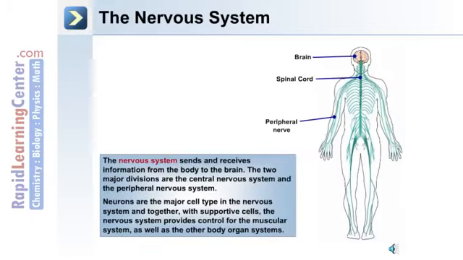The major components of the nervous system are the brain, spinal cord, and peripheral nerves. The nervous system sends and receives information to the brain. There are two major divisions, the central nervous system and the peripheral nervous system. The major cell type are the neurons, and along with their supportive cells, the nervous system provides control for the muscular system as well as other body organ systems.